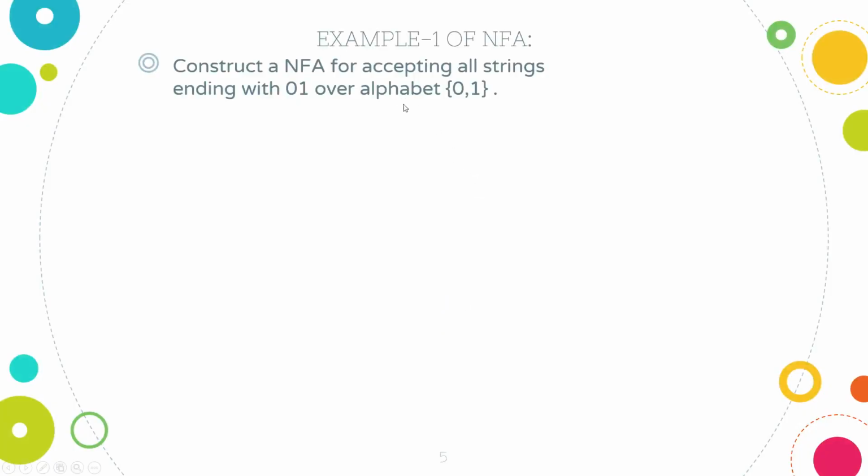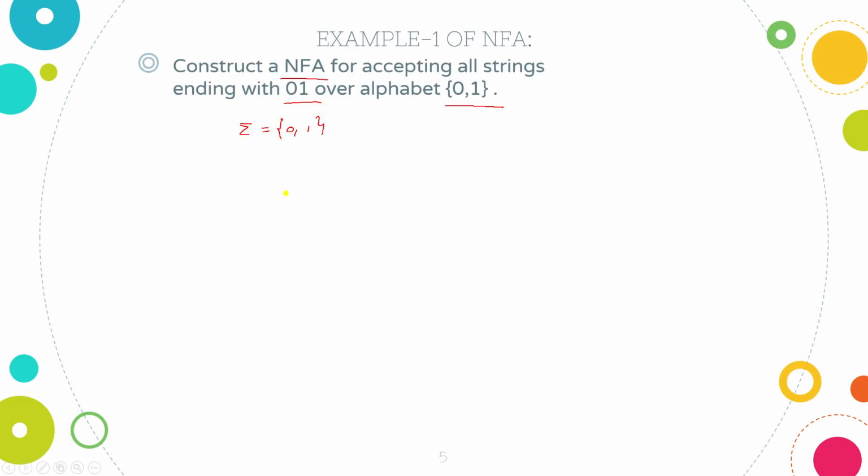Alright, now let's look at an example. Let's say we have to construct an NFA for accepting all strings ending with 0, 1 over the alphabet 0, 1. Okay, so we are given an alphabet, it is 0, 1. And what is the condition over here? That the string should be ending with 0, 1. It should accept all the strings that end with 0, 1.